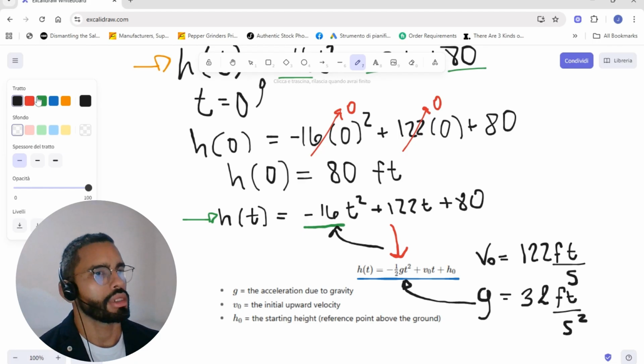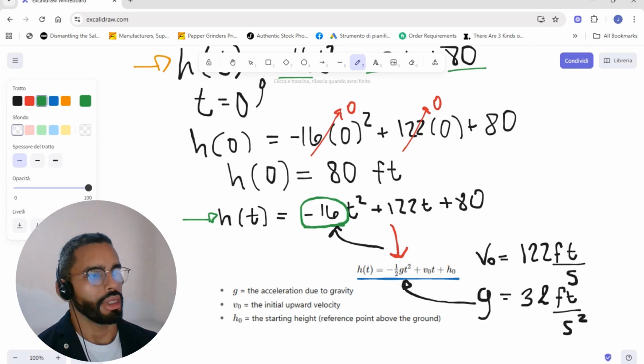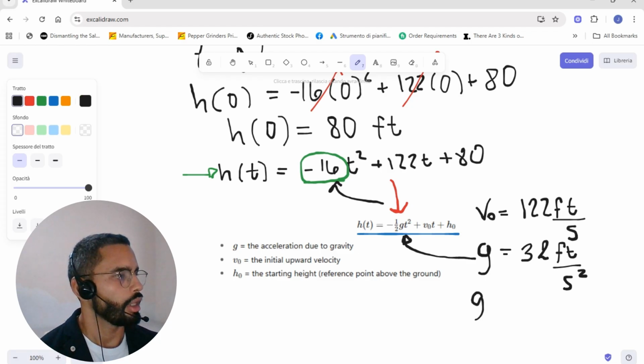And do you think that this negative 16 that we have right here will change for all the equations with which we determine height, or will it stay the same? Yes, exactly. It will stay the same because gravity has the same value as long as we keep using the same system of units. If you use a different system of units, for example, in another system of units, gravity is 9.8 meters per square second.